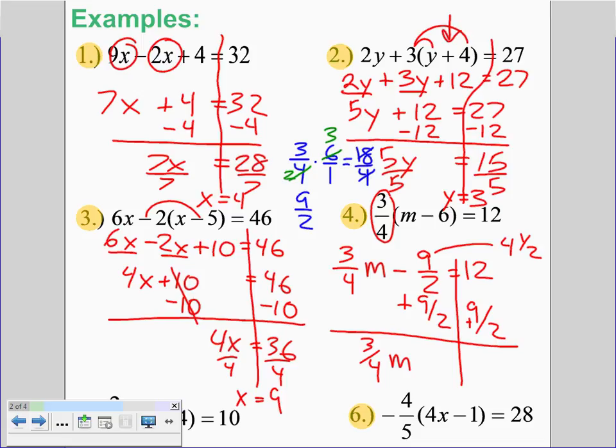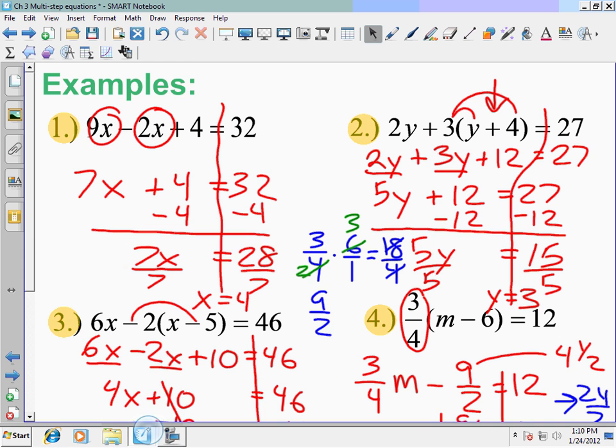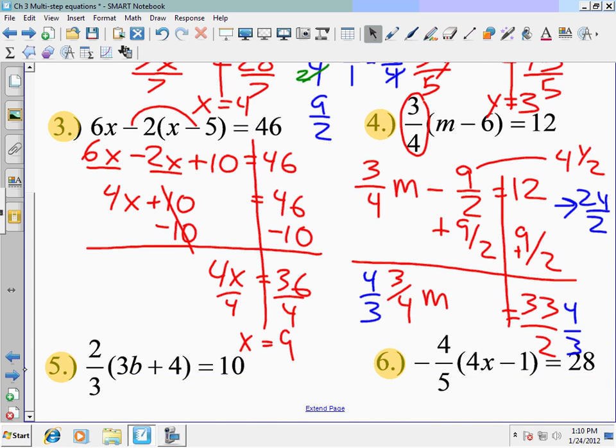Now again, another thing to do is change 12 into 24 over 2. Change it into a fraction. And now we have 9 plus 24 is 33 divided by 2. So let's do it that way instead. 33 divided by 2. Now, to get m by itself, we want to multiply by the reciprocal, which is 4/3, both sides. I'm going to get a little more space here, so I'm going to scroll down.